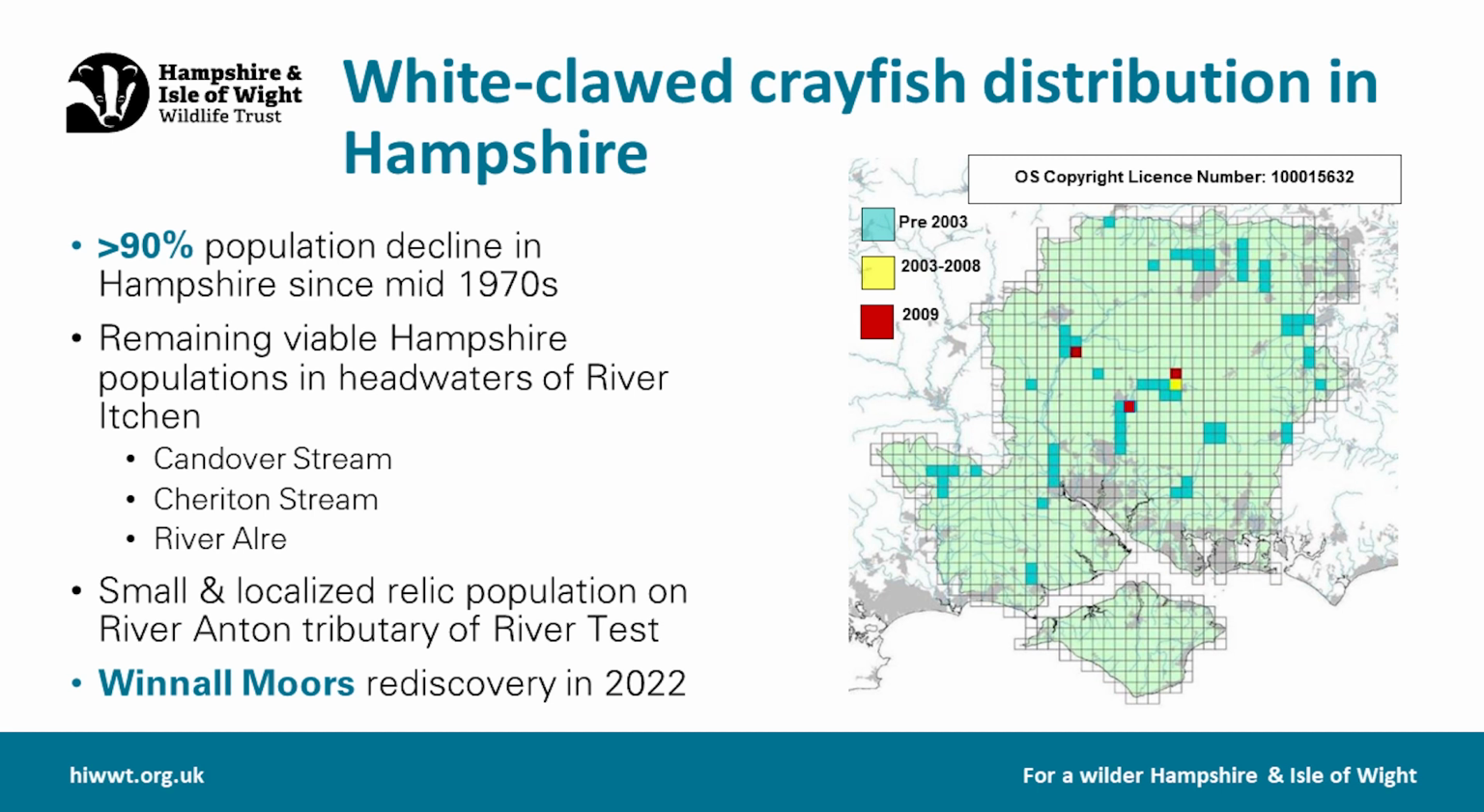And so these days, the main stronghold for white-clawed crayfish in Hampshire is on the headwaters of the River Itchen chalk stream. So you've got the Candover stream, which runs to the north, Cheriton stream, which runs to the south from New Alresford, and the River Arle, which runs from the east. There's also a very small and localized relic population on the River Test, on the River Anton tributary there, that was found within the last decade. And we thought that as far as white-clawed crayfish in Hampshire, that was all we had left until January of last year. We had the sudden rediscovery of this population on our own Winnall Moors Nature Reserve in Winchester, which came as something of a surprise.